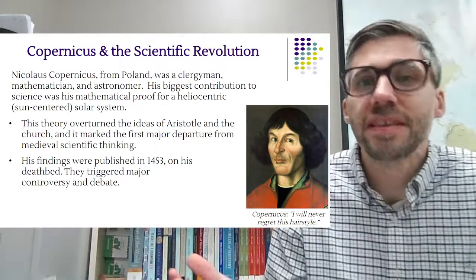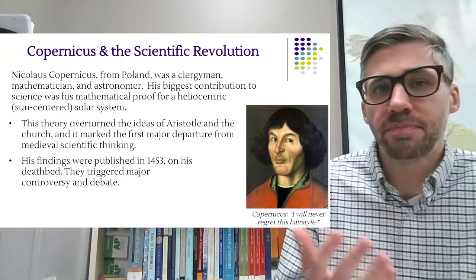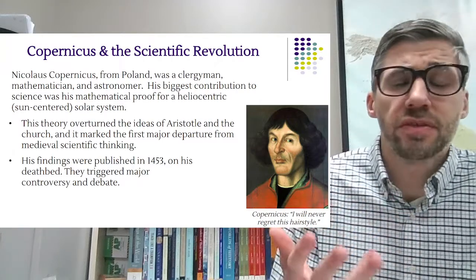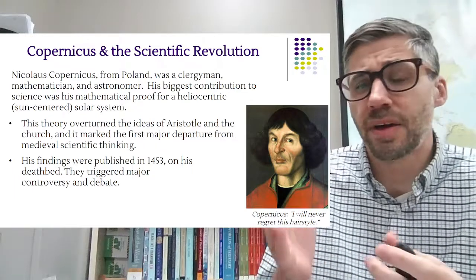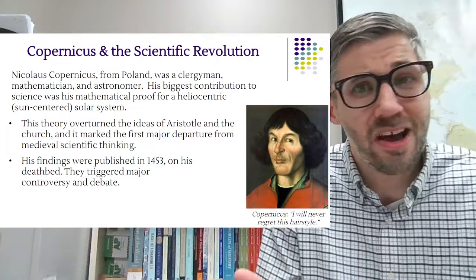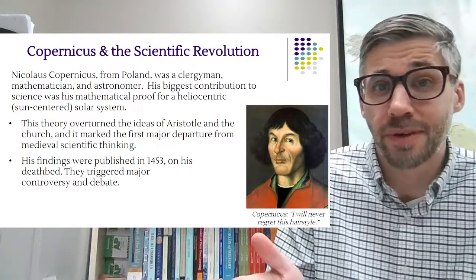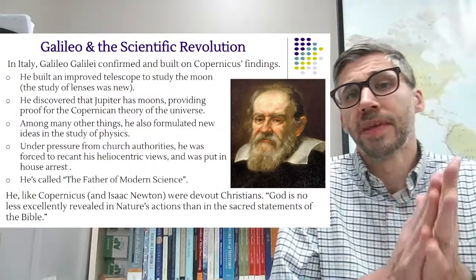Then it is released, and it is a majorly controversial issue, right? Because it challenges the church's teachings, which also reflected the ideas of the ancients, of the classical world. And Copernicus is just saying, no, this makes more sense. We can provide more data if we put the sun at the center of the solar system.